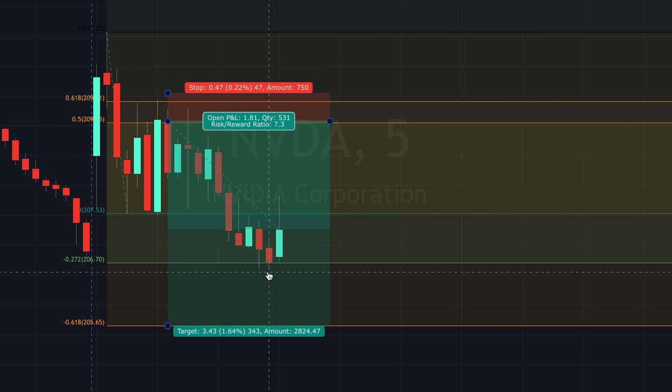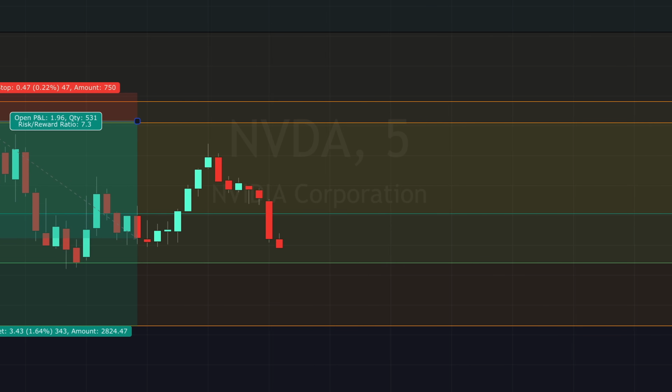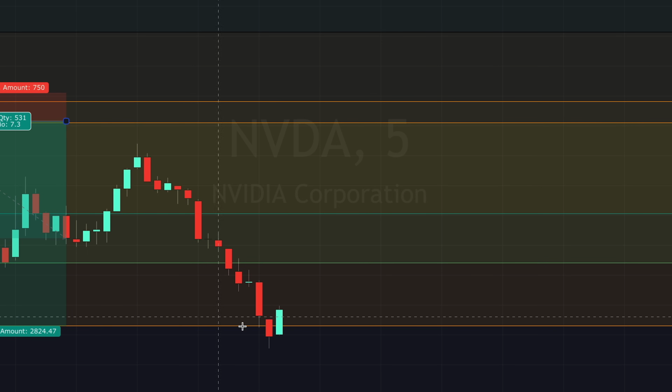We hit our target less than an hour later, and again, we can exit completely, or if we think there is still more downside left, we can hold a partial position with negative 0.618 as our final take profit level, which would be a 7-to-1 risk reward ratio. That worked out really nicely, almost too nicely. So let's look at a few examples where it doesn't always work out so perfectly.